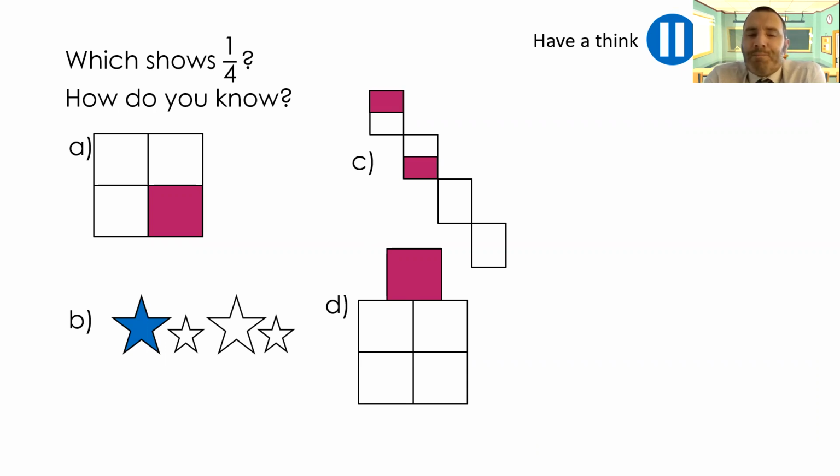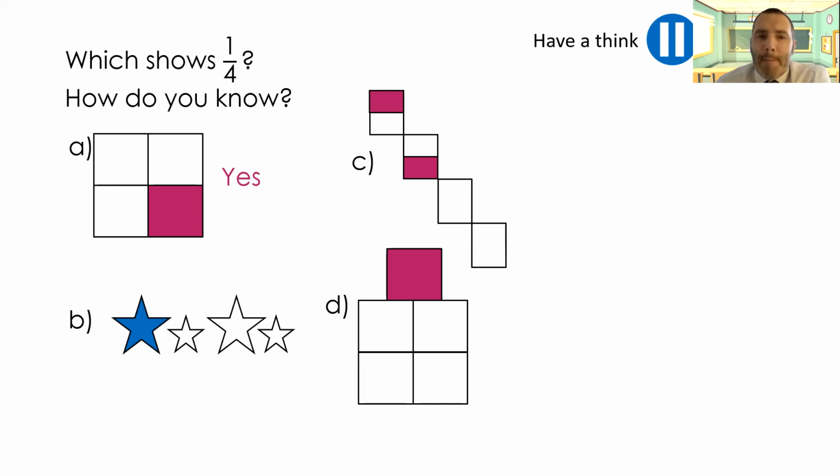How did you get on? Let's look at A first. I've got a square made into 4 small squares. One of them's been coloured in. Yes, they are equal. And we know that because they're all the same.